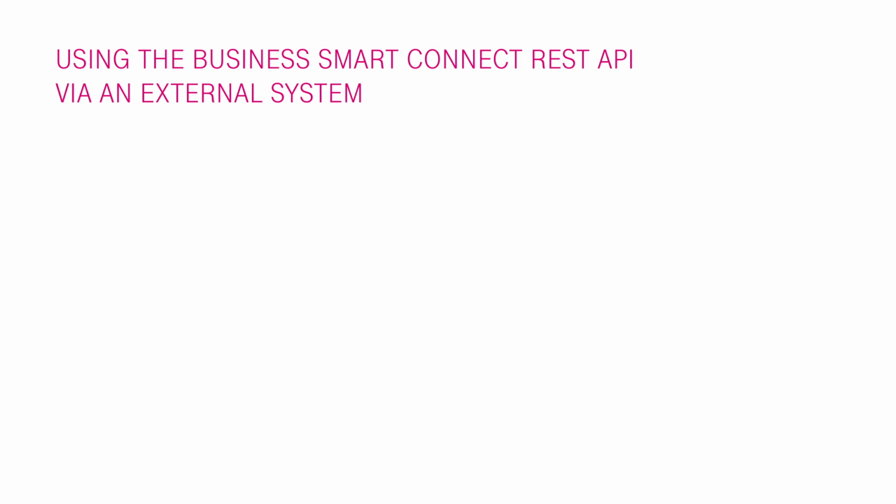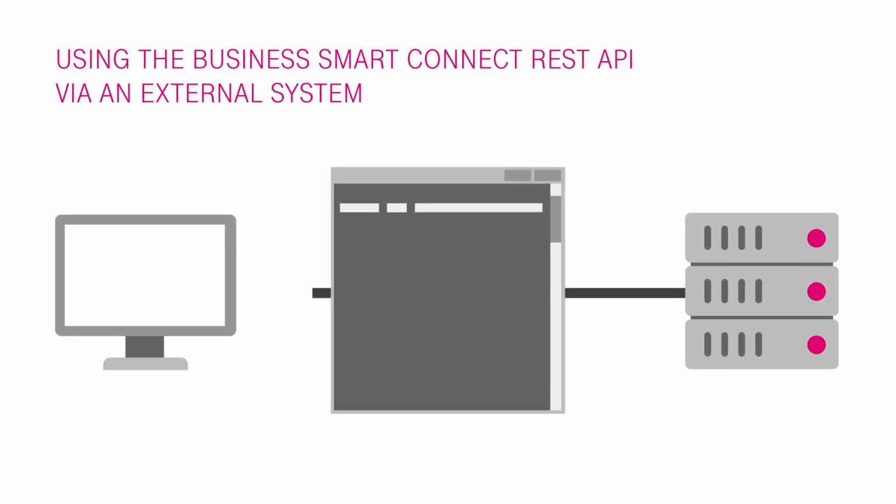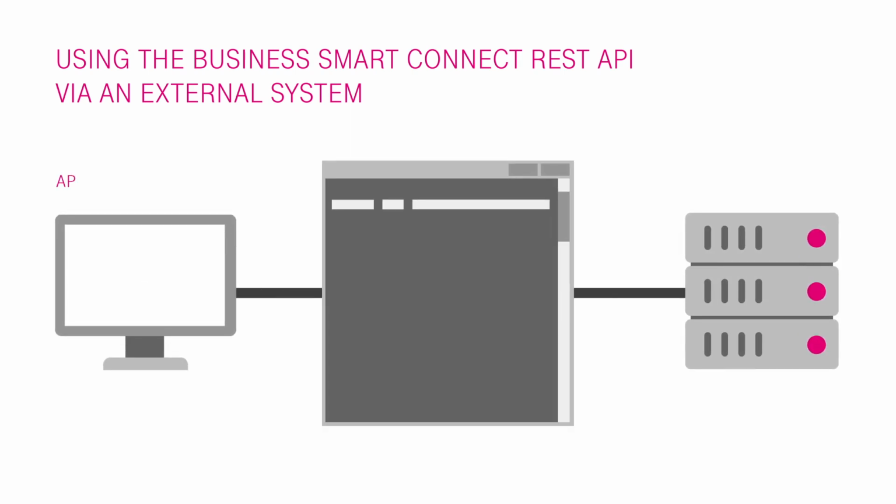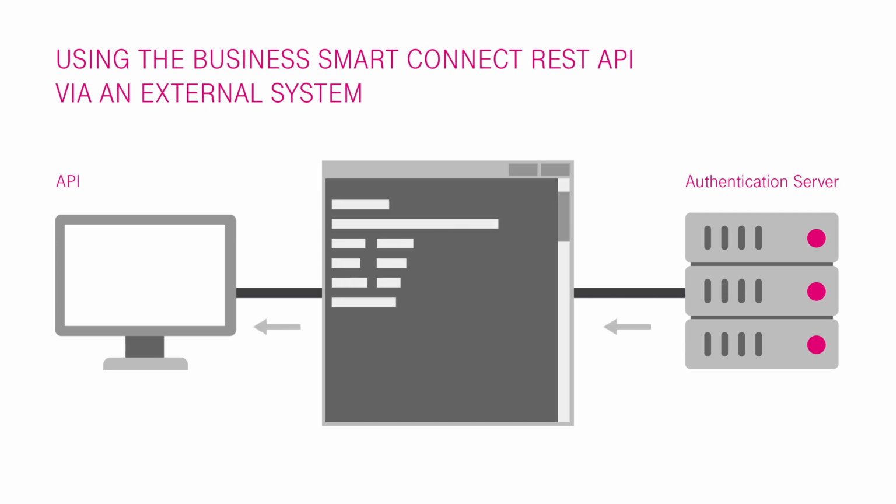If you want to use the Business Smart Connect REST API via an external system, proper authentication is required. Therefore, send your credentials Base64 encoded to the authentication server. After sending the authentication request, you get a response, including a UUID access token for authentication. Use this UUID to authenticate the REST requests.